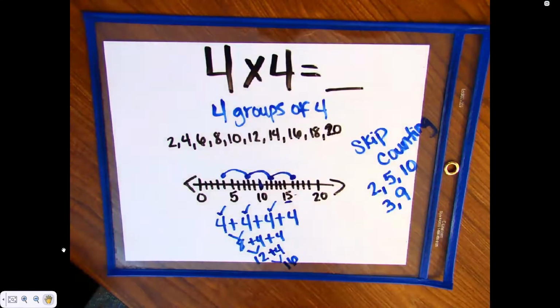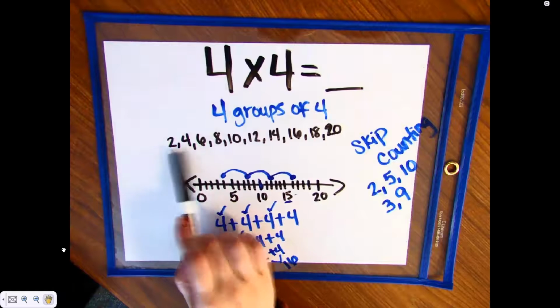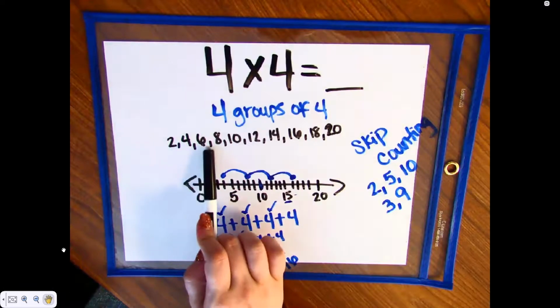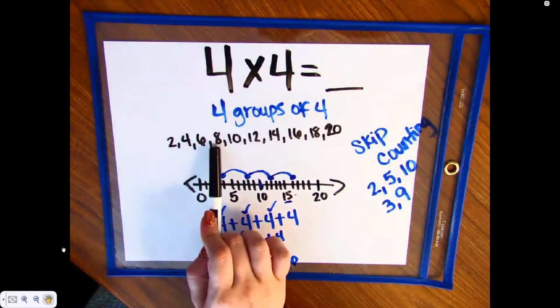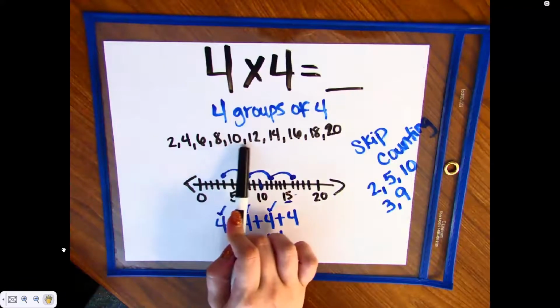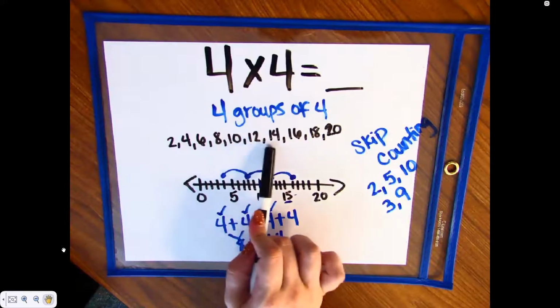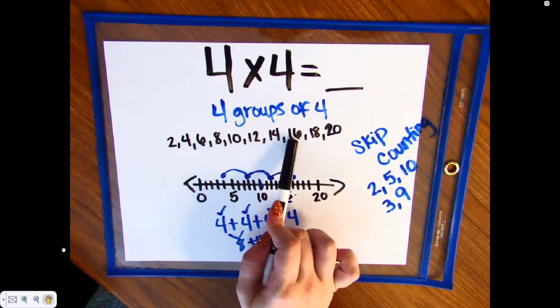So this is where you're going to have to remember some addition, okay? So I have 4, right? So that's 4. So then I need another group of 4. So I'm going to move to 8. Then I need another group of 4. So I'm going to move to 12. Then I need another group of 4. So I'm going to move to 16.